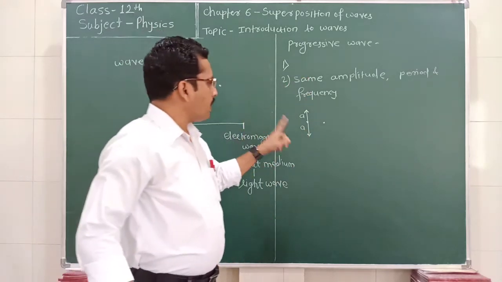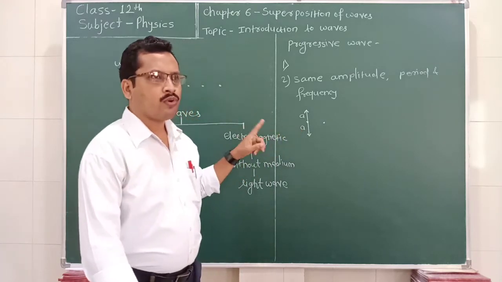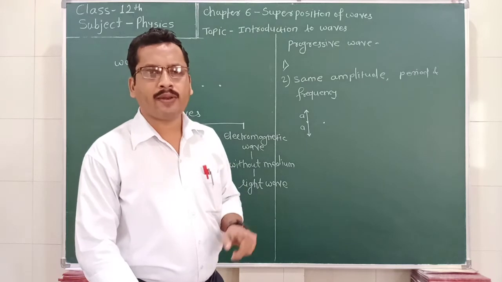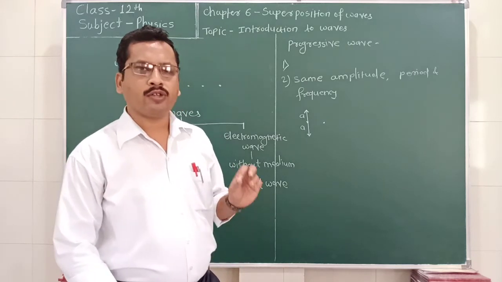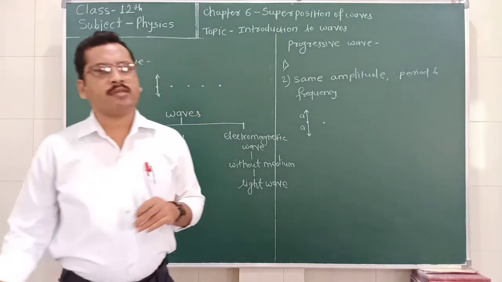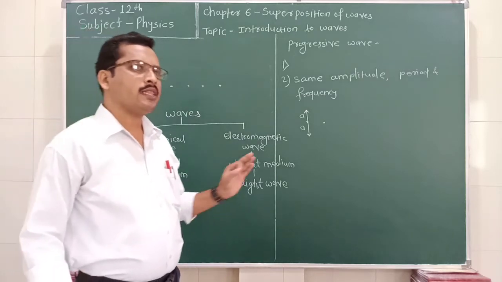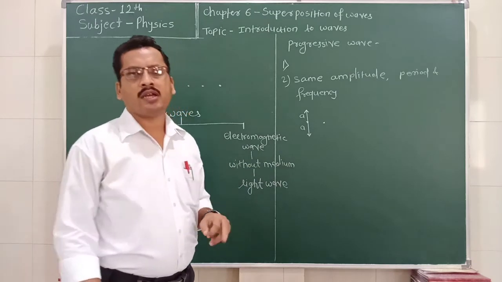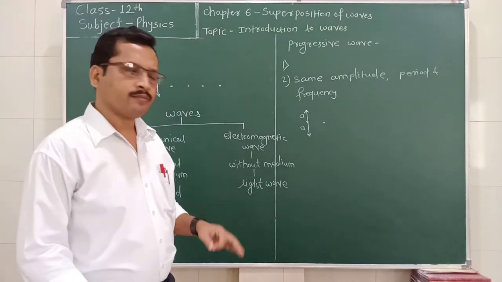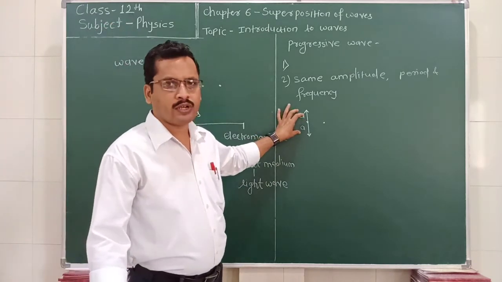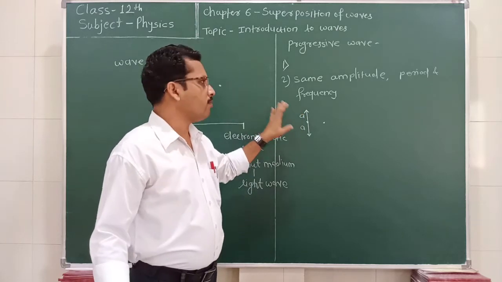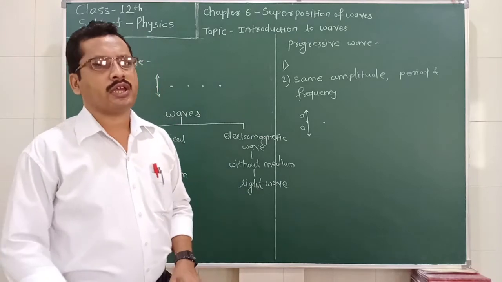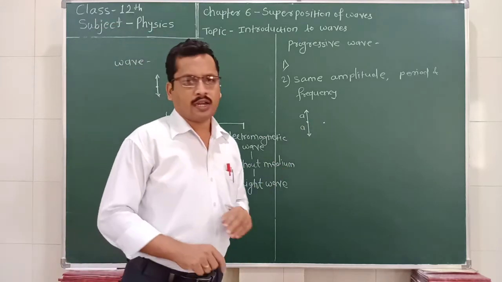When a progressive wave is traveling through a medium, its amplitude remains constant. Its amplitude doesn't change, because we said earlier that energy remains constant, and energy in simple harmonic motion is proportional to the square of the amplitude. So if the amplitude remains constant, the energy of this progressive wave also remains constant when it is traveling from one place to another.